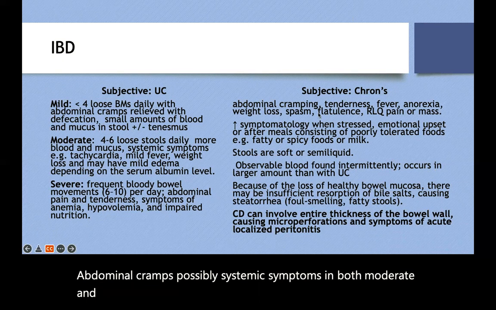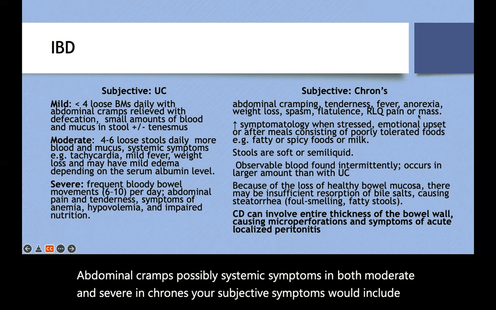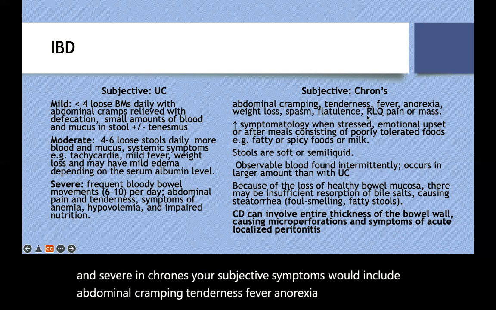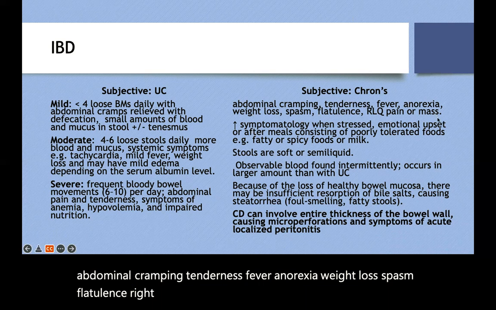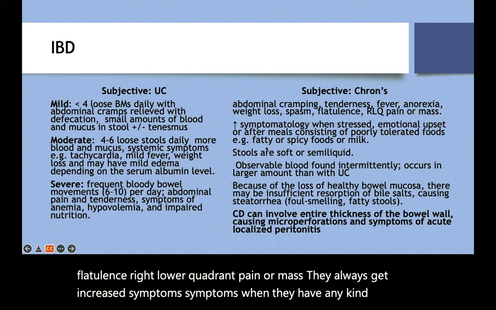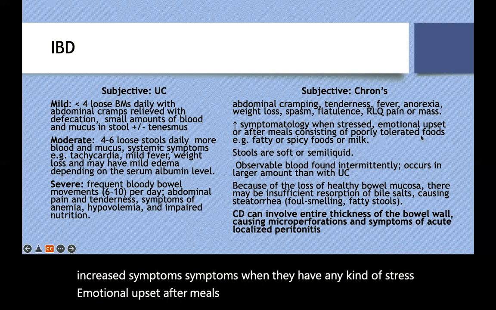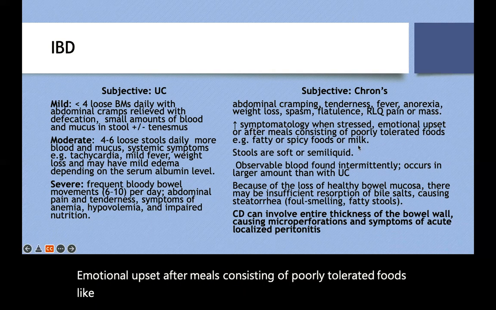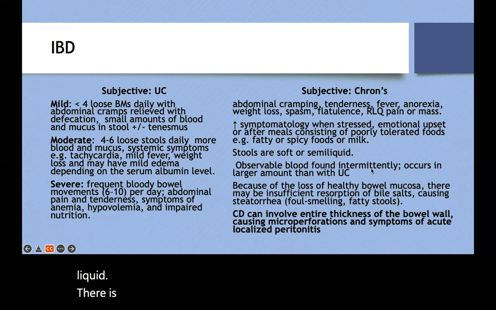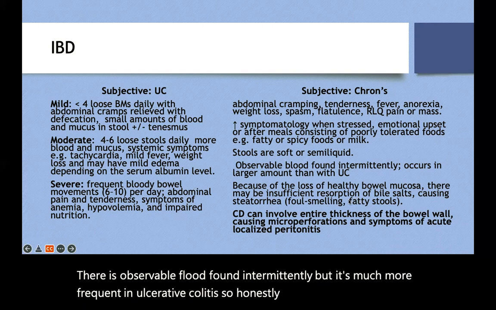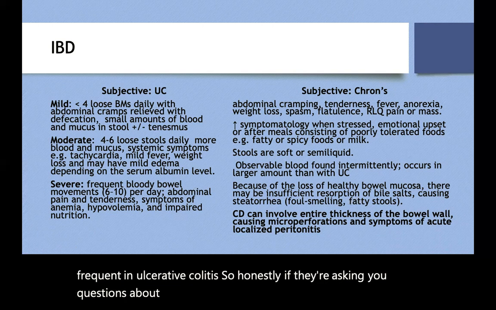In Crohn's, your subjective symptoms would include abdominal cramping, tenderness, fever, anorexia, weight loss, spasm, flatulence, right lower quadrant pain, or mass. They always get increased symptoms when they have any kind of stress, emotional upset, or after meals consisting of poorly tolerated foods like fatty, spicy, or milk foods. Stools are usually soft or semi-liquid. There's observable blood found intermittently, but it's much more frequent in ulcerative colitis. So honestly, if they're asking you questions about blood, you want to think ulcerative colitis as opposed to Crohn's.